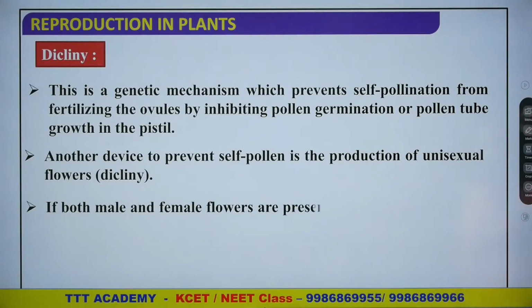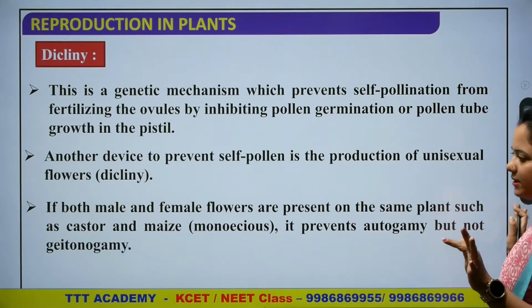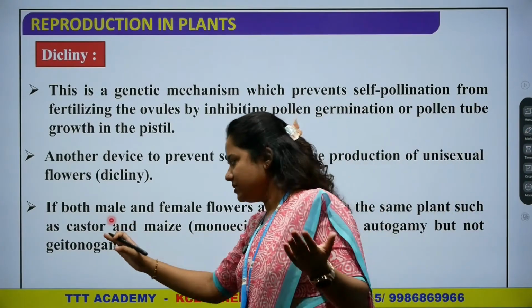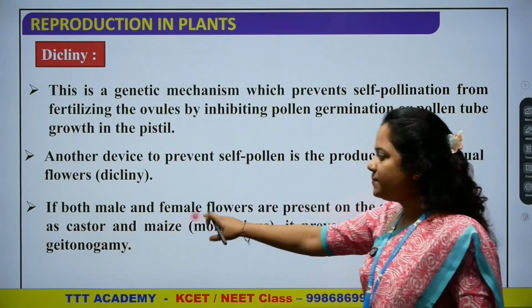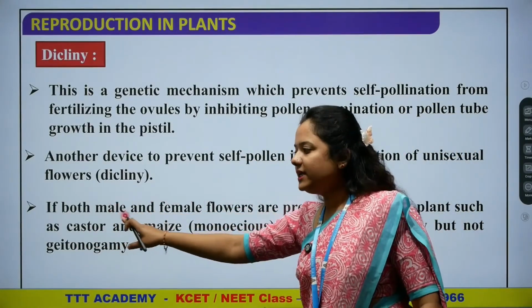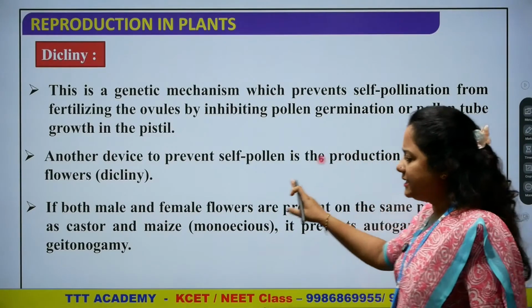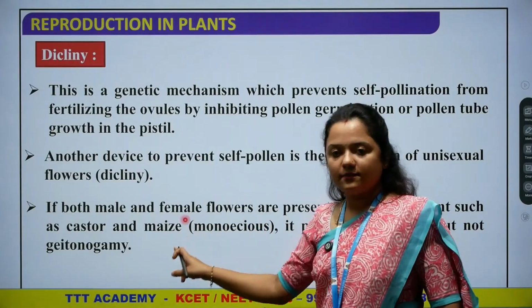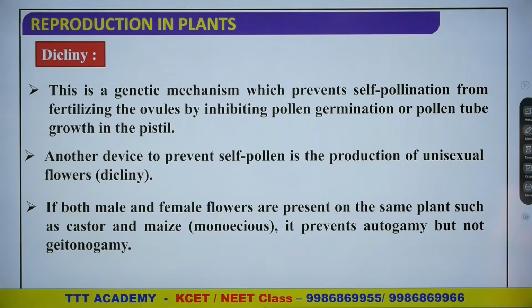Okay, then if both male and female flowers are present on the same plant, like in castor or maize, castor and maize are the plants which are having both the flowers, male as well as female flowers, on the same plant. So that condition we call monoecious. Monoecious is the condition where both male and female flowers are present on the same plant.